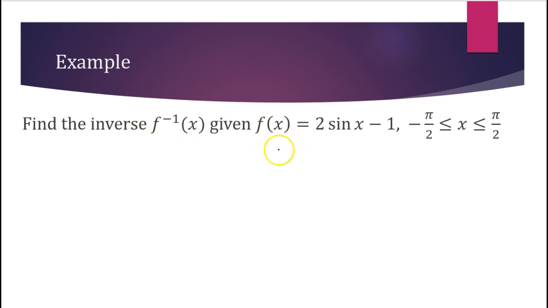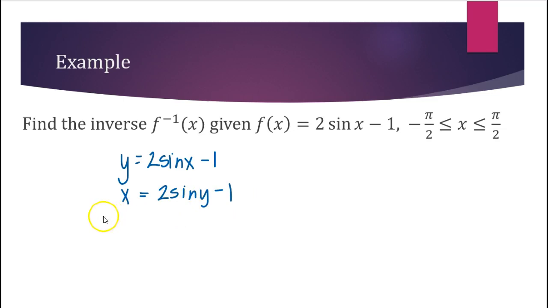All right, so to find an inverse, we let f of x equal y. So we're going to go ahead and say y is equal to 2 sine x minus 1. And then we switch the places of x and y. So x equals 2 sine y minus 1. And then we go ahead and try to solve for y. So isolate the variable y. So I'm going to add 1 to both sides. So x plus 1 equals 2 sine y. And then divide both sides by 2. So I have x plus 1 over 2 is equal to sine y.